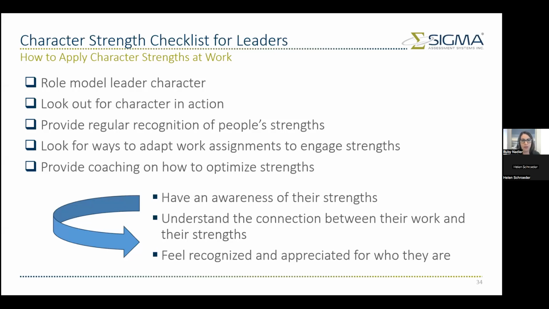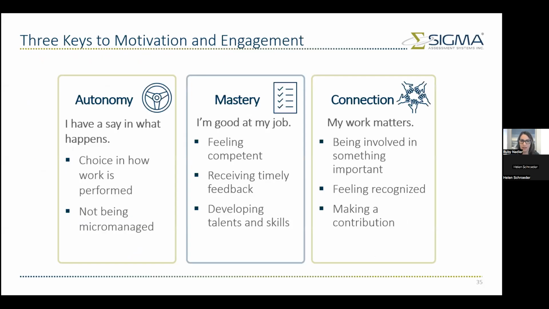And the result of doing all of this will be that people have an awareness of their strengths, which we know is really good for engagement and flourishing. They'll understand the connection between their work and their strengths, which again is really good. And they'll feel recognized and appreciated for who they are. So all of this is really positive, and it's not something you have to do overnight. But it really ties into what we know about motivation and engagement.